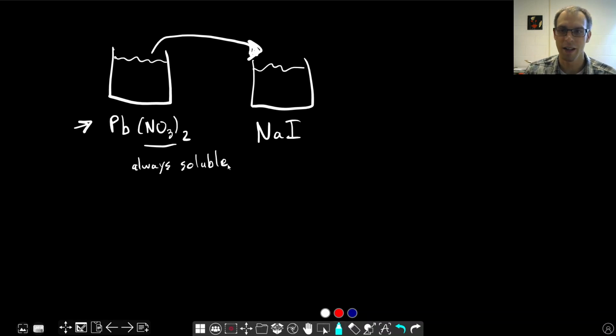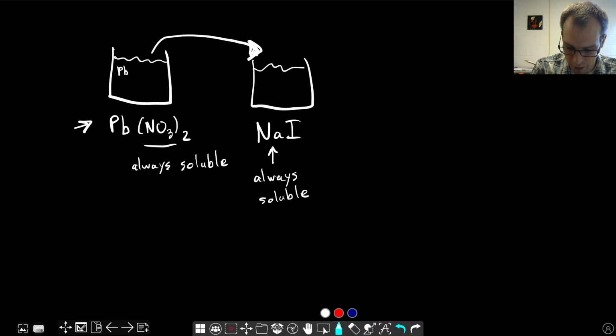Sodium iodide is another one where sodium is one of the alkali metals, so it's in the first column of the periodic table. And this is another one where anything in that first column, any ionic compounds that form with them, are always soluble as well. So we're starting with two soluble compounds. If we draw what's going on inside of them, we'll have lead 2+ ions and nitrate ions floating around in solution, and sodium ions and iodide ions floating around in solution, separate from each other, no solid present. So these would look like clear liquids.